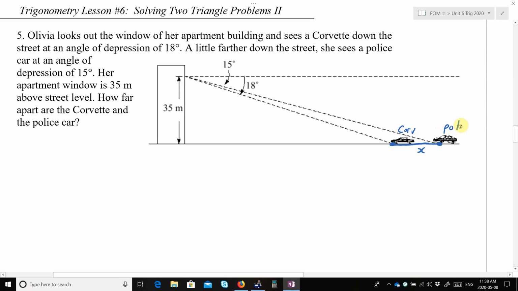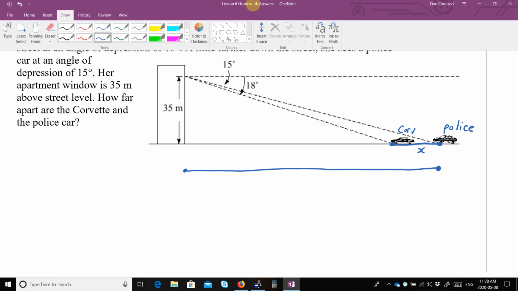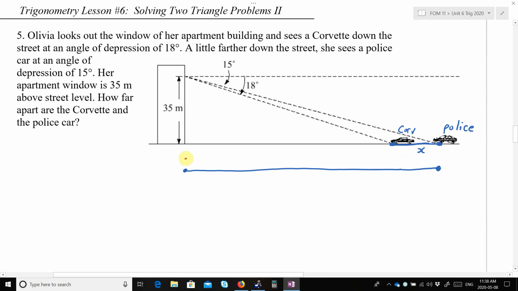So that's the Corvette, and that's the police car. This is going to be a subtraction question. The plan of attack is this, guys. We are going to find the length of the big triangle from here all the way to the police car, and then we will find the length of the smaller triangle side from here to the Corvette. If I subtract these two lines, the blue one minus the red one, it will leave me this small little piece right here, which is X.